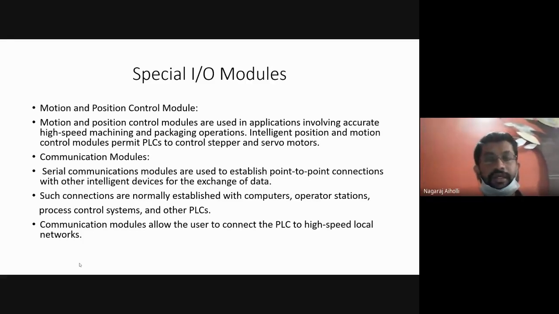If there is communication from one building to another building, then that is called a wide area network. The area is more, the networking required is more. We have local area network, then wide area network. These are the different types of networking used for establishing communication between one PLC and another PLC, or from one PLC to the required computer.